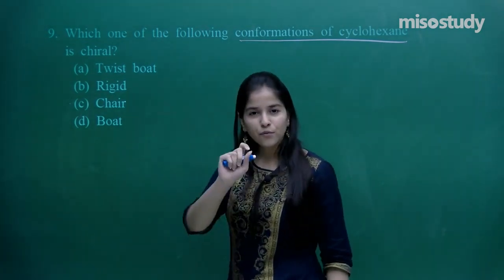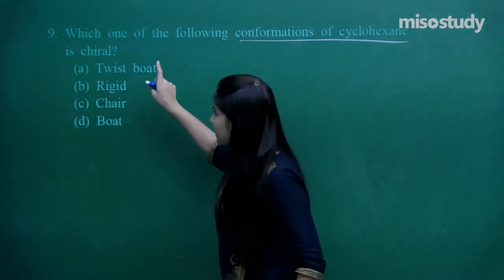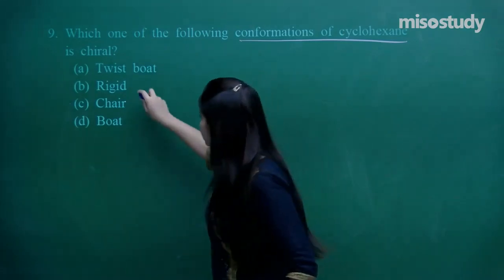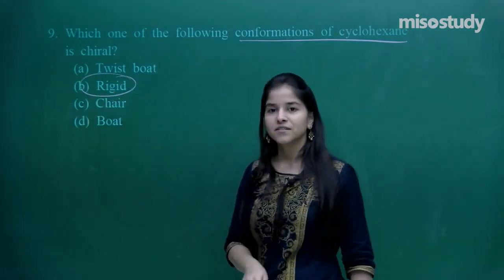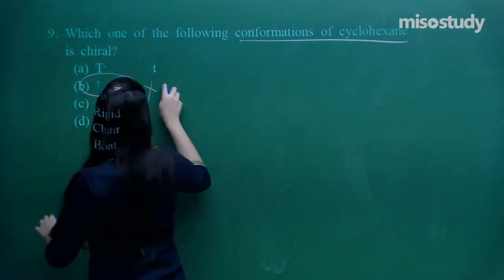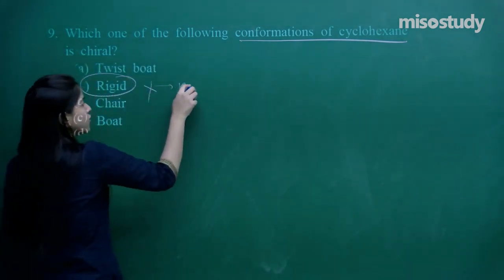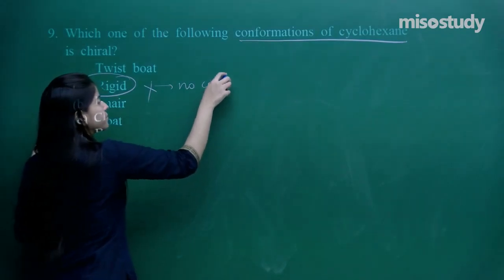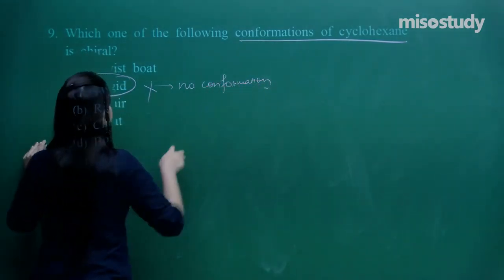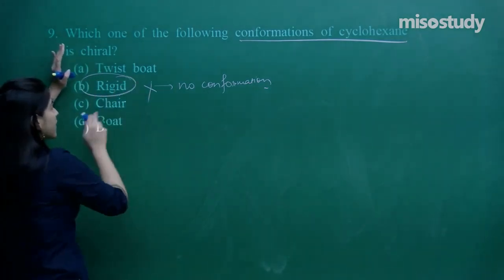So can you see a very slight incorrect thing over here? What is that incorrect thing? Rigid. That means this is no such kind of a conformation of cyclohexane. So rigid is no conformation. That is the first. Now what about the remaining?